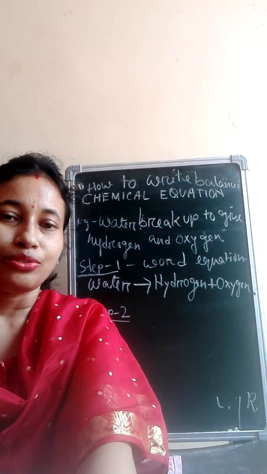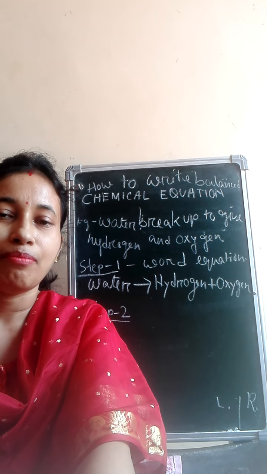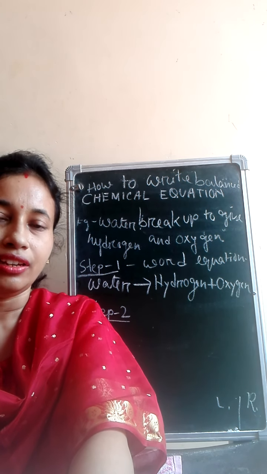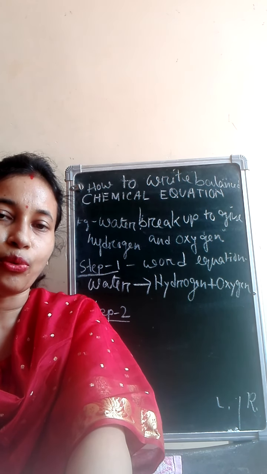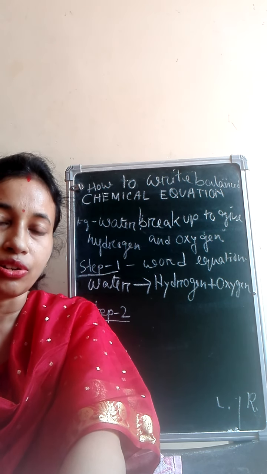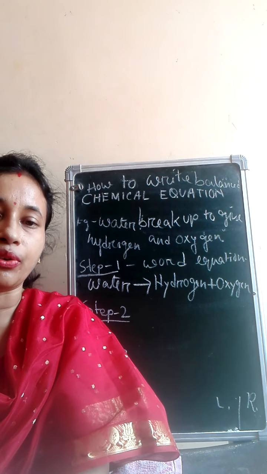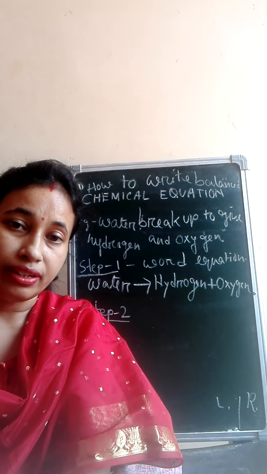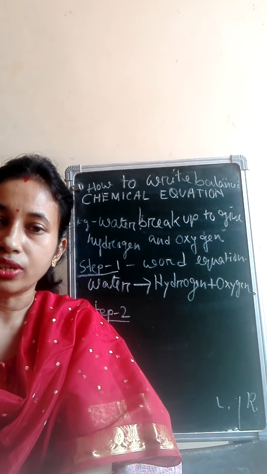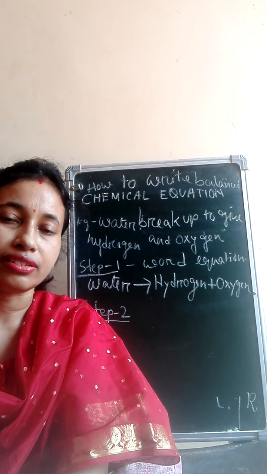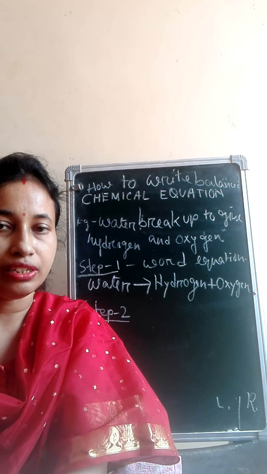Dear students, today we will learn to write a balanced chemical equation. Here you can see we are going to write the chemical equation. It consists of three steps. First step is to write the word equation. Second step is to write the equation using chemical formula. That is a chemical equation. And third step is to balance the chemical equation.